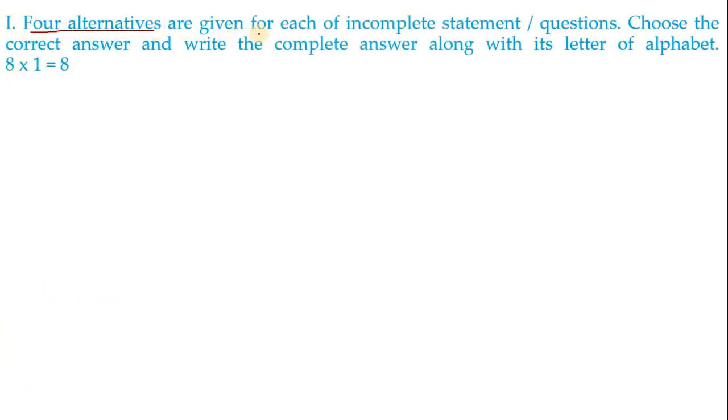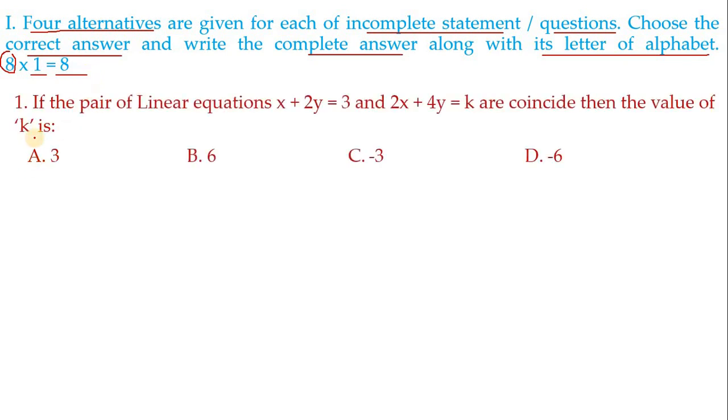4 alternatives are given for each of the incomplete statements or questions. Choose the correct answer and write the complete answer along with its letter of alphabet. There are 8 questions in this part. Each question carries 1 mark, hence 8 marks belong to this part. First, let us see the first question.